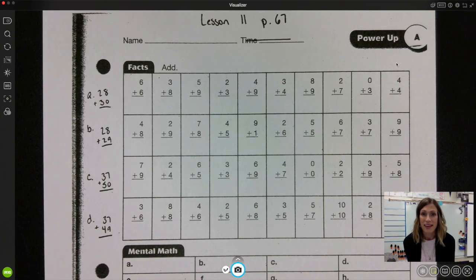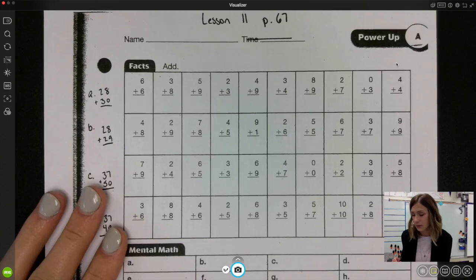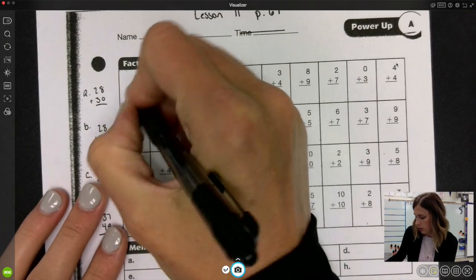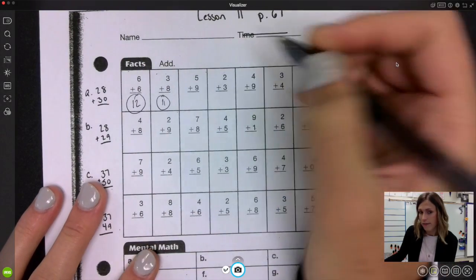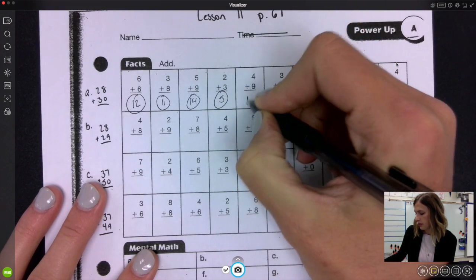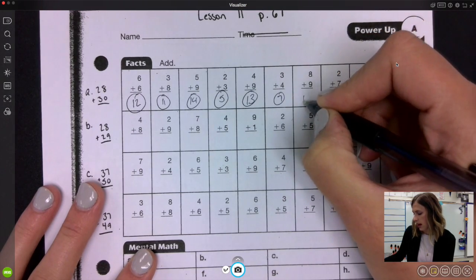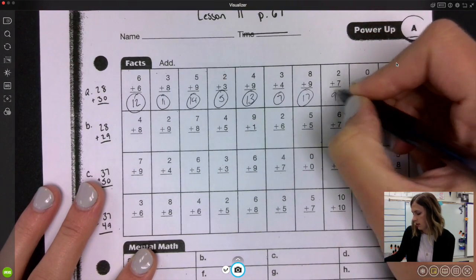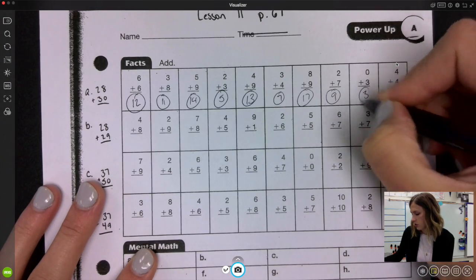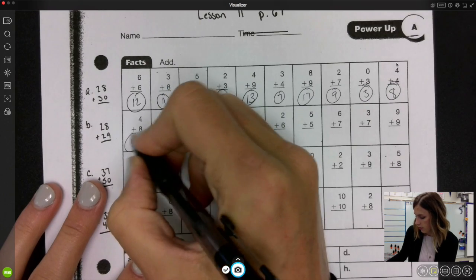Hopefully you're done with your math power up by now. Let's go ahead and grade it together. Remember, circle it as we correct it. 6 plus 6 is 12. 3 plus 8 is 11. 5 plus 9 is 14. 2 plus 3 is 5. 4 plus 9 is 13. 3 plus 4 is 7. 8 plus 9 is 17. 2 plus 7 is 9. 0 plus 3 is 3. 4 plus 4 is 8. 4 plus 8 is 12.